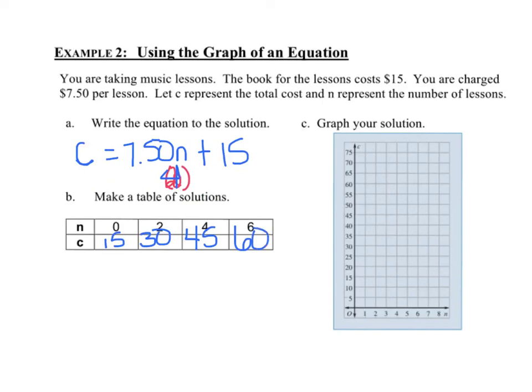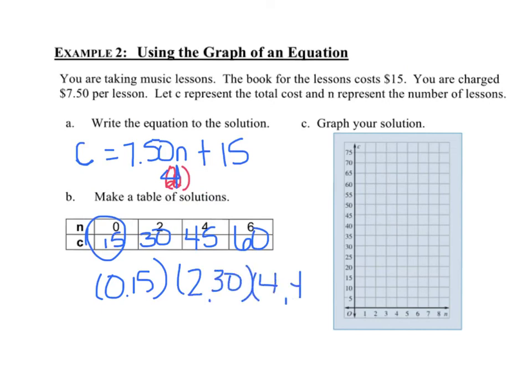All right, so now all of these solutions in this table, these are all then the coordinates to our graph. It's my X and my Y. So I've got my 0 and 15. I've got my 2 and my 30. My 4 and my 45, and 6 and 60. All right, so let's take a look and see what this looks like on the graph.